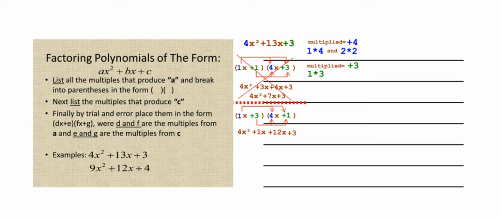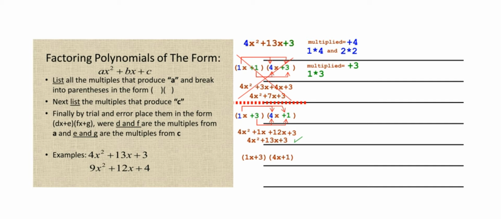Hey, look at that. We expected the first and the last values, right? The 4x squared and the 3. But it's the middle terms that make the difference. The 1x plus 12x gives us 13x. That's great. So notice that our expression now looks exactly the same as what we started with, 4x squared plus 13x plus 3. It's the same. So that means this is the correct factored form.